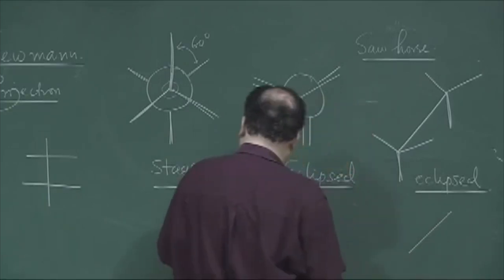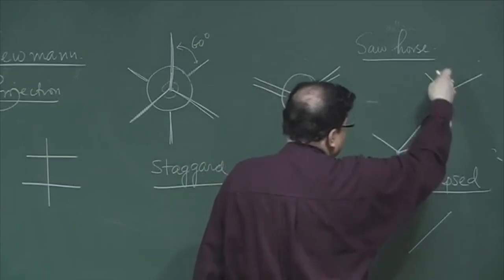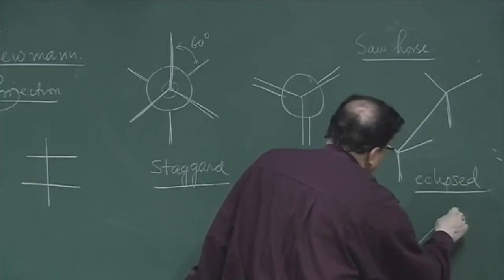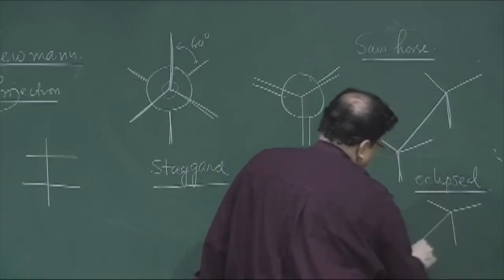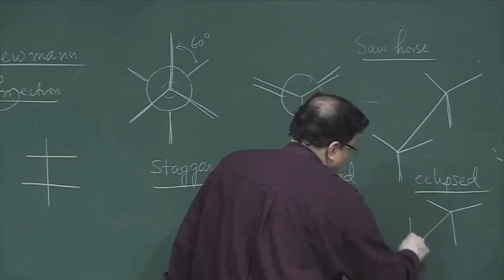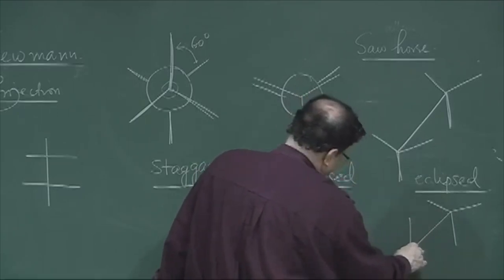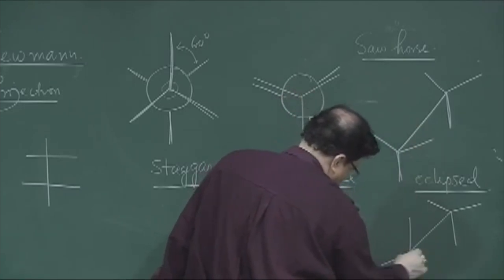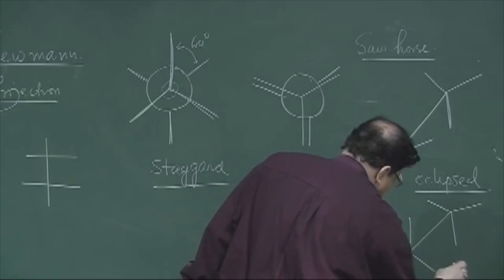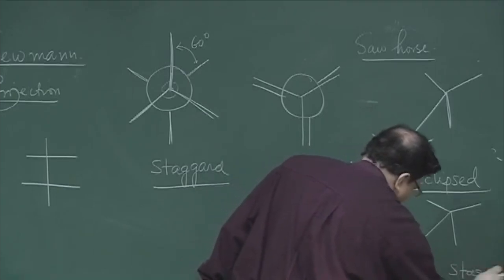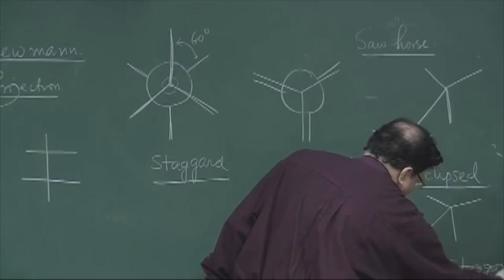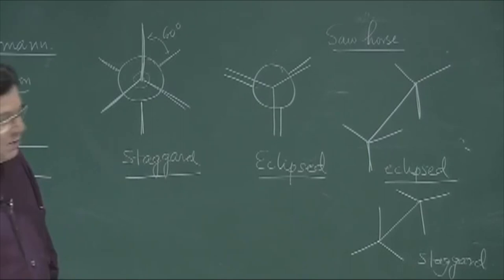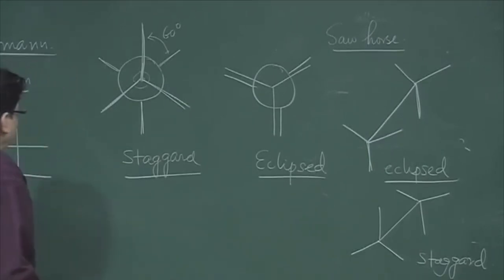And what is the other form? That means, the staggered form, you rotate one of these by 60 degrees, keep the top one maybe in the same position, and the bottom one you rotate. So, if you rotate, that goes to the top, this comes here and that goes there. So, this is the staggered form.